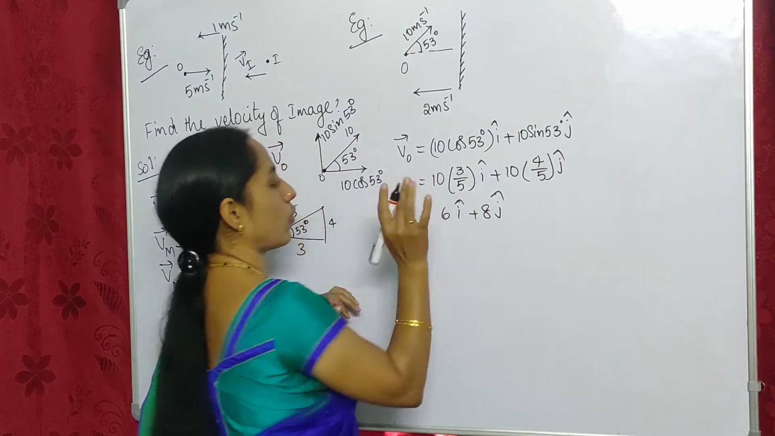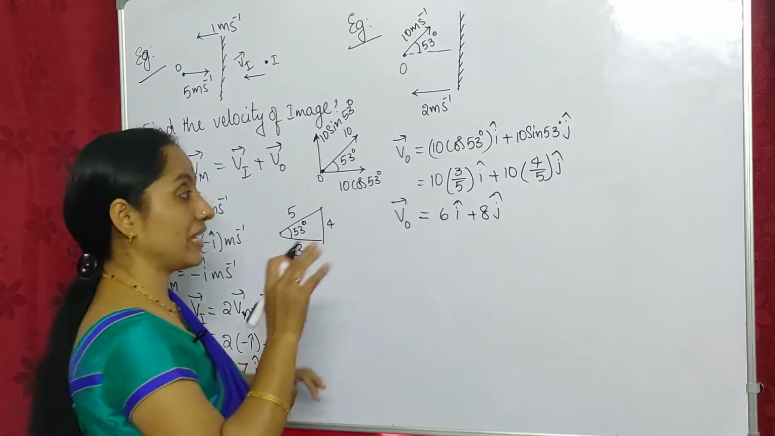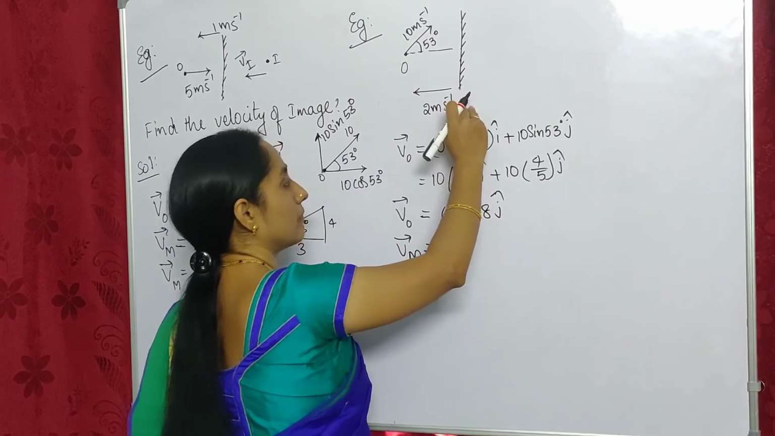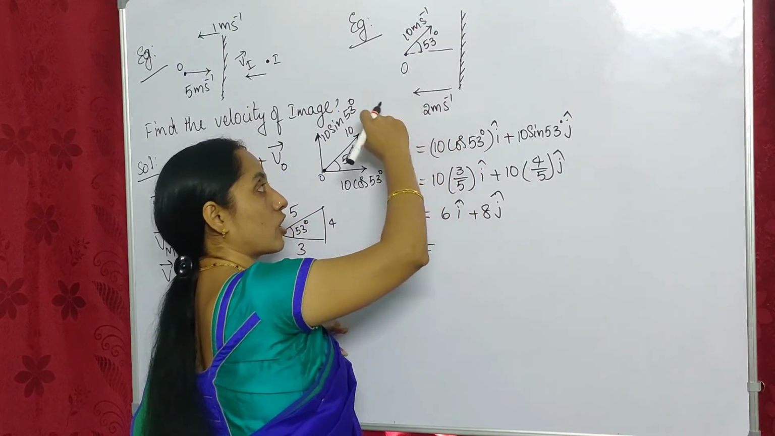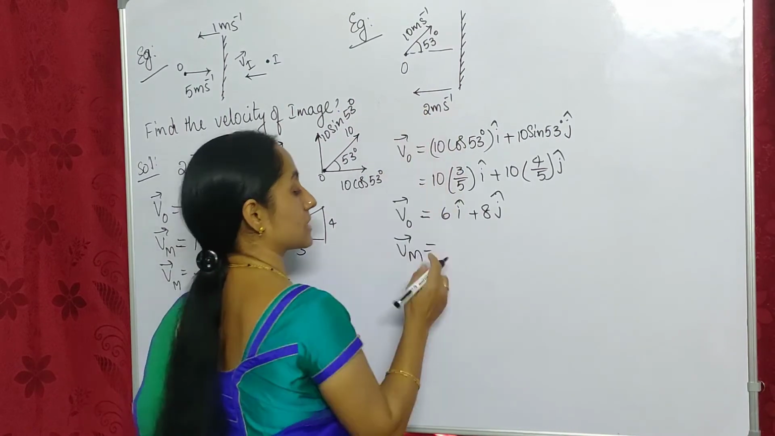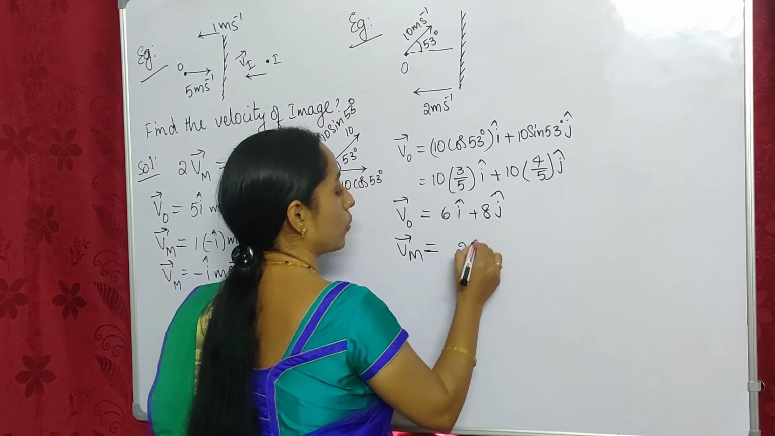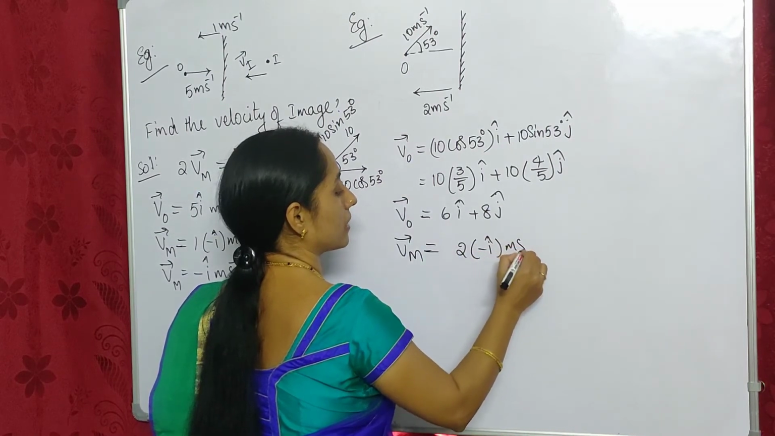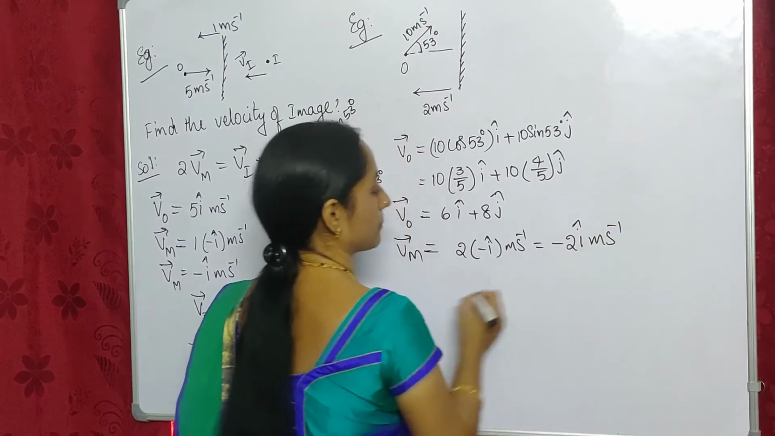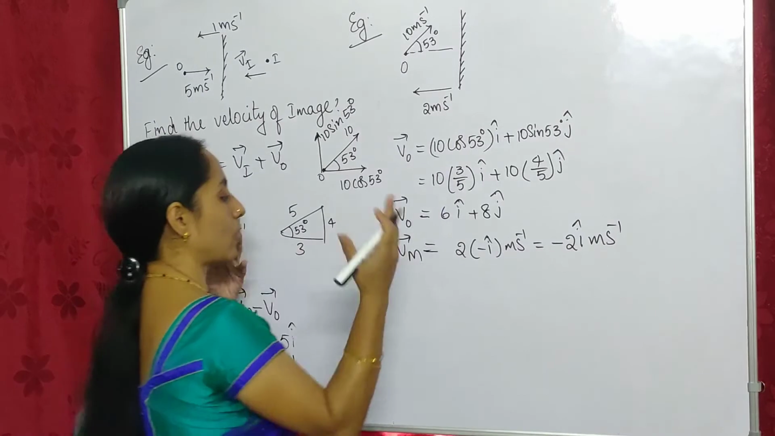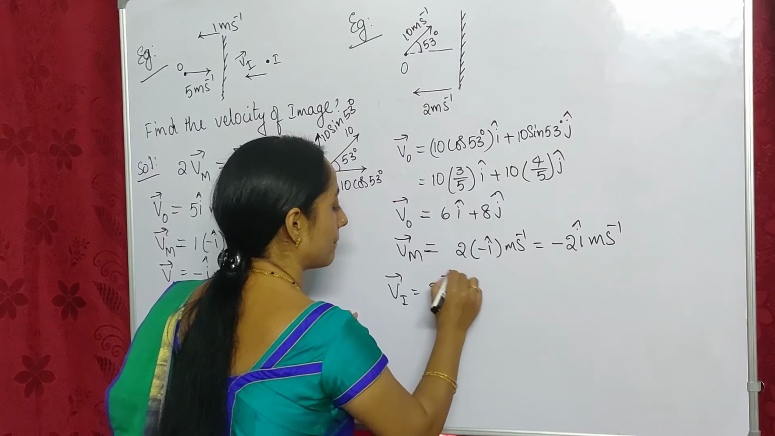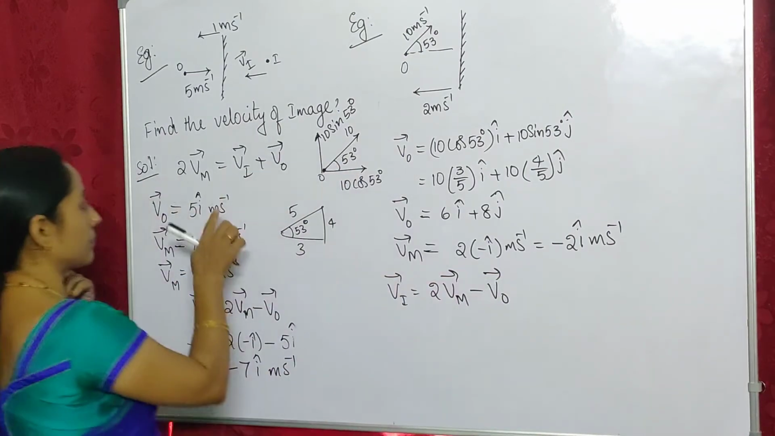What we got is only VO bar, not VI bar. We also need VM bar. What is VM bar? Velocity of mirror. Mirror is moving along a negative x-axis direction. So we need to write 2 into minus i cap meter per second, that is equal to minus 2 i cap meter per second. So this is the velocity of mirror. Now comes our formula. VI bar is equal to 2 VM bar minus VO bar.